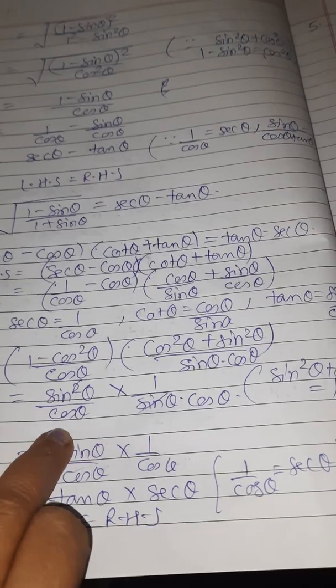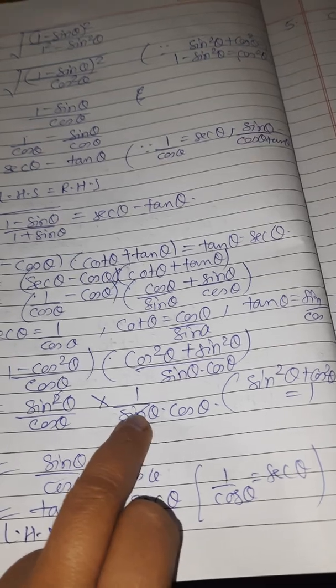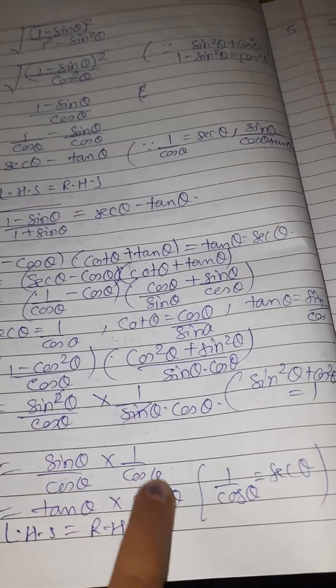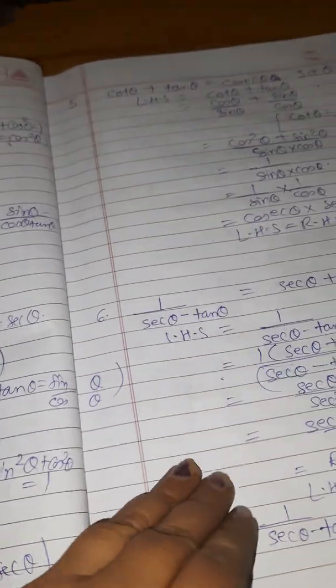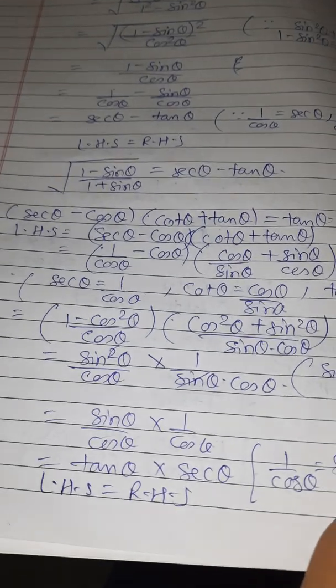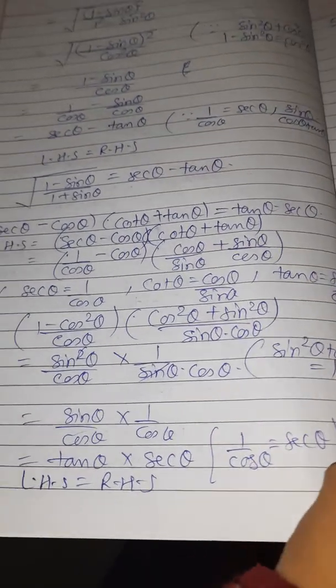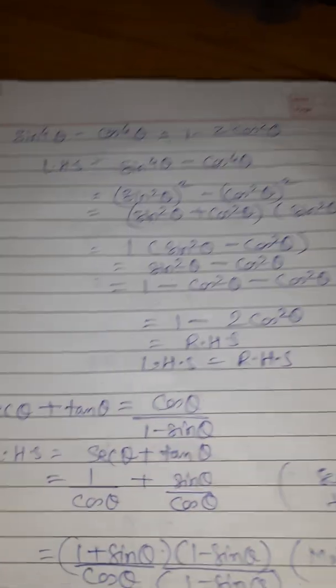So therefore sin square theta upon cos theta into sin theta into cos theta upon 1. One sin theta is cancelled from this sin square theta. So therefore sin theta upon cos theta into 1 upon cos theta. Therefore tan theta into sec theta. So this is the right hand side. You know very well, sin theta upon cos theta is tan theta and 1 upon cos theta is sec theta. Fifth and sixth problems are homework for you. Now we are going to see the 7th problem of this question.